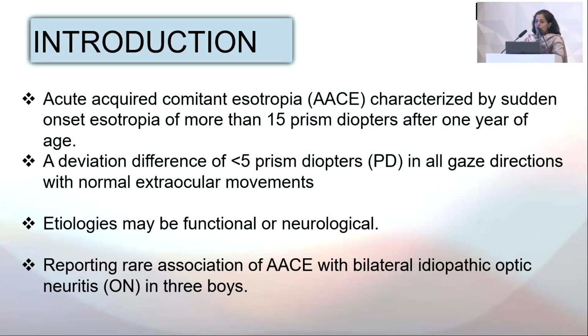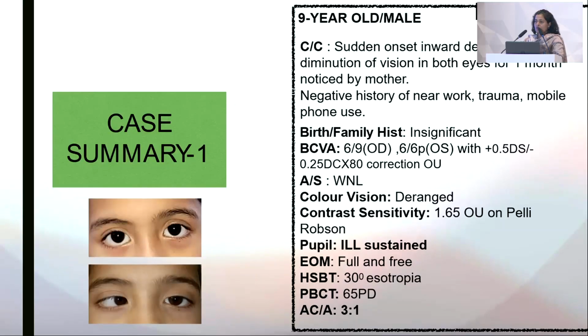in 3 boys who came, and after MRI neuroimaging the final diagnosis was bilateral idiopathic optic neuritis as an associated neurological finding. A 9-year-old male had a history of acute onset of inward deviation with blurring and mild diminution of vision in both eyes for 1 month. There was no significant history related to excessive near work, trauma, or mobile phone use. Family history and birth history were insignificant. Best corrected visual acuity was 6/9 and 6/6 with minimal refractive correction, and cycloplegic refraction was done.